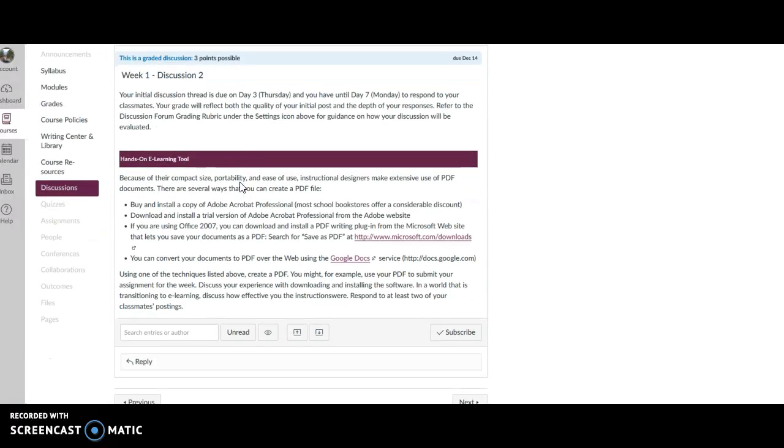Now, in each week, you're going to have a hands-on e-learning tool to kind of learn. Some of you know these already, but do not buy a copy of Adobe Acrobat. There's a free version that will have you do this as well. Also, you can convert to a PDF by using Office. Just click on Save as a PDF. So the discussion is very straightforward. Create a PDF. So any Word document you have, go to Save As, click on Save as PDF, and you're done. You don't have to buy anything for this.